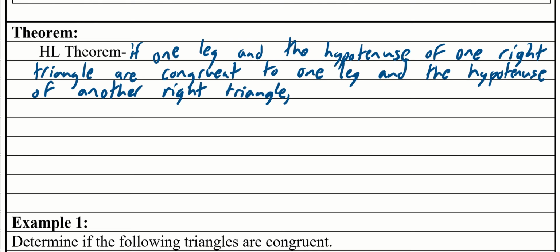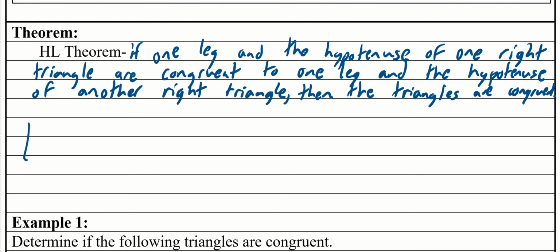Okay, so I look at this here. I say if one leg and the hypotenuse of one right triangle are congruent to one leg and the hypotenuse of another right triangle, then I can say my same conclusion that we always do, which is the triangles are congruent. So we have another theorem that we can now add into the mix, and specifically working with right triangles.